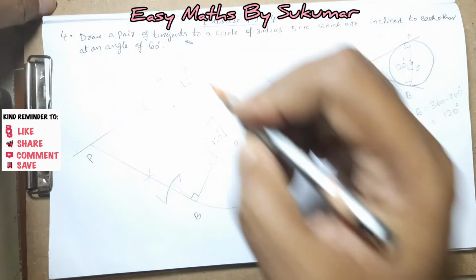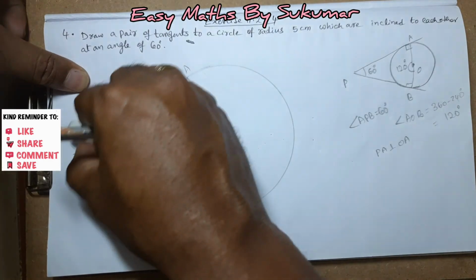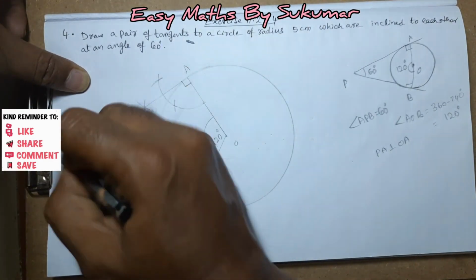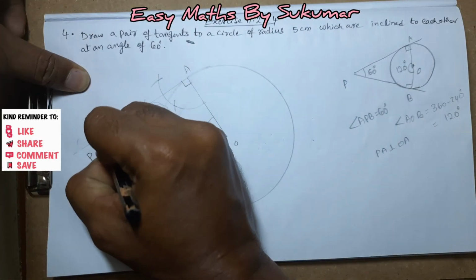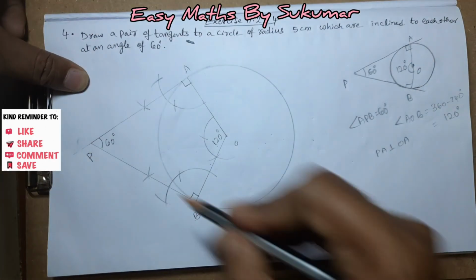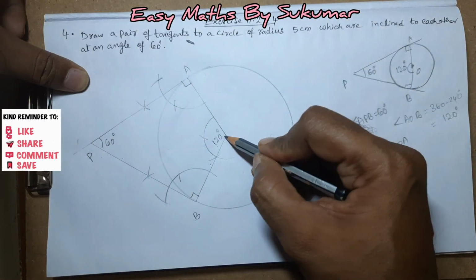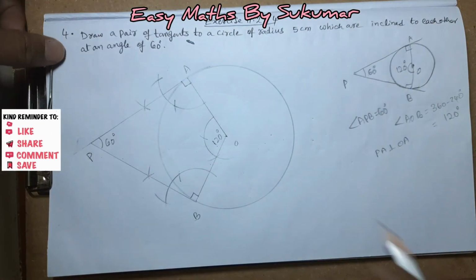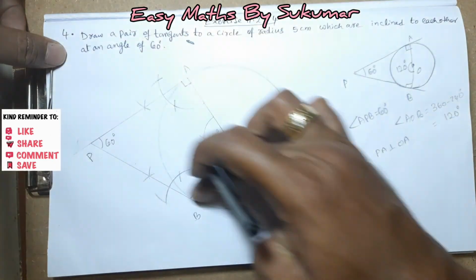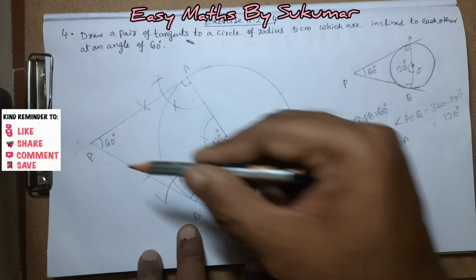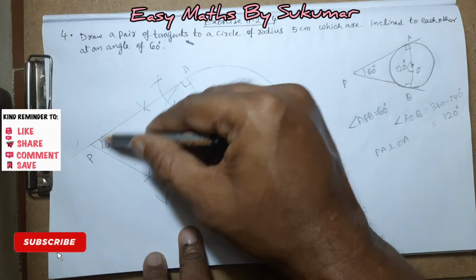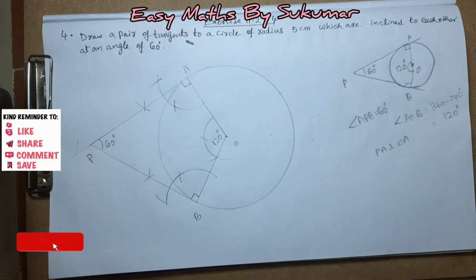Here this point is P. So here also this angle PBA, this is 60 degrees. So 60, this is 90 degrees, 120, this is 90. So PA and PB are two tangents to a circle of radius 5 centimeters, which are inclined to each other at an angle of 60 degrees. So this is the construction, my dear students.